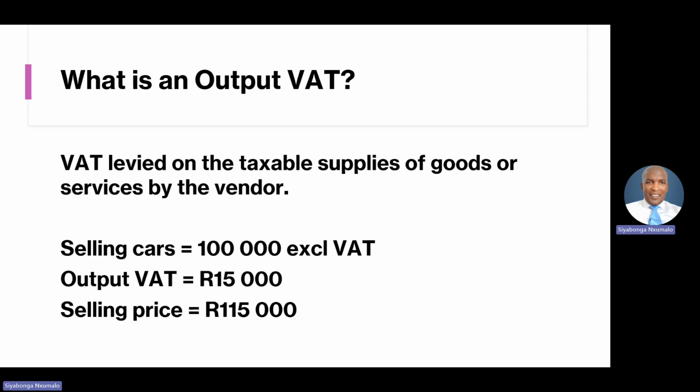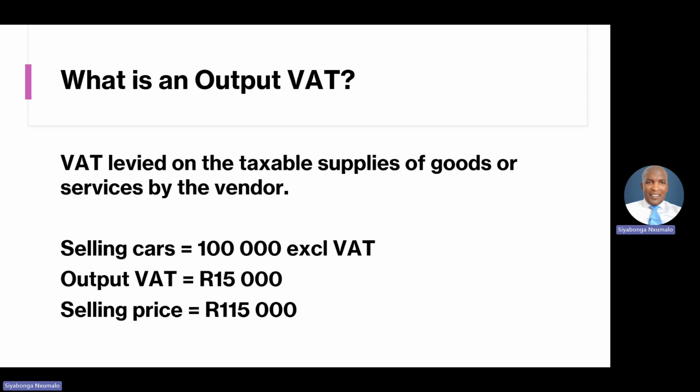So let's say we're a company, and the company is selling cars. One of their cars they sold was for 100,000 excluding VAT. So on top of that 100,000, you need to add 15,000, and then you sell your car for 115,000. The 15,000 needs to go to SARS. It's an amount of VAT that you need to pay, and that amount is called output VAT. It's an output, it's going out.